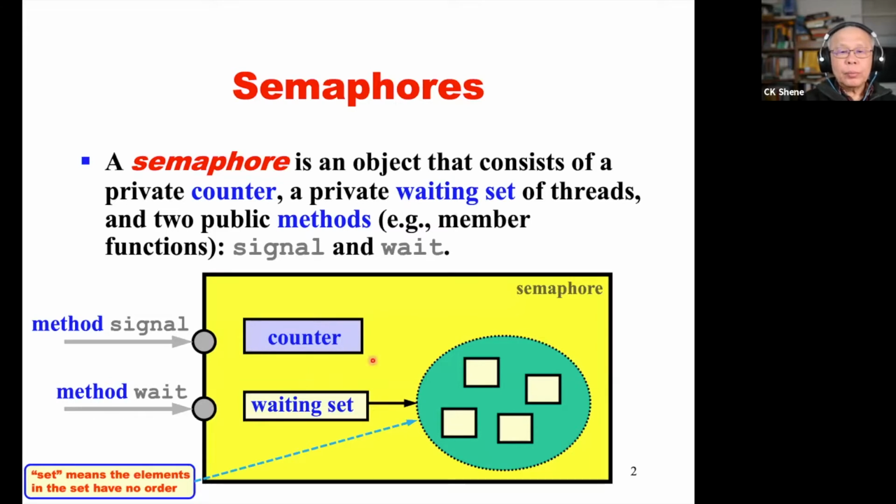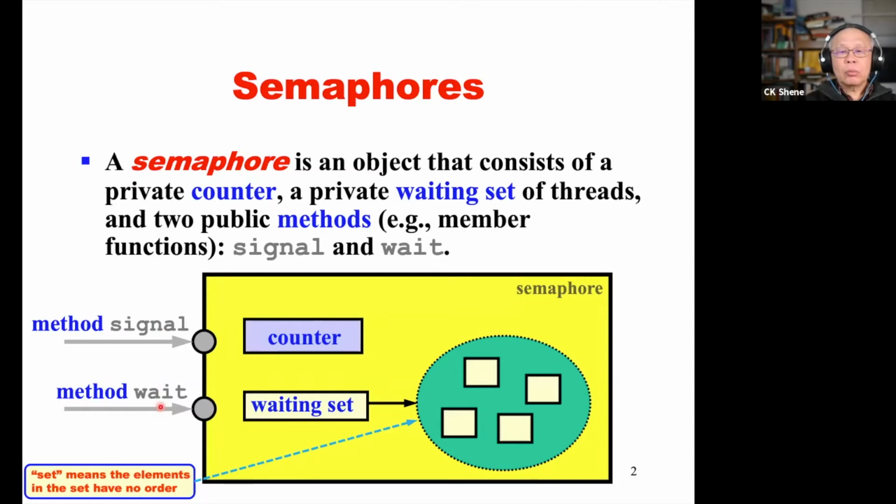So you cannot access the private counter. You cannot access this waiting set either. You don't even have the capability to know how many threads are waiting in this waiting set. What you can do with respect to this semaphore is through 2 methods, signal and wait.